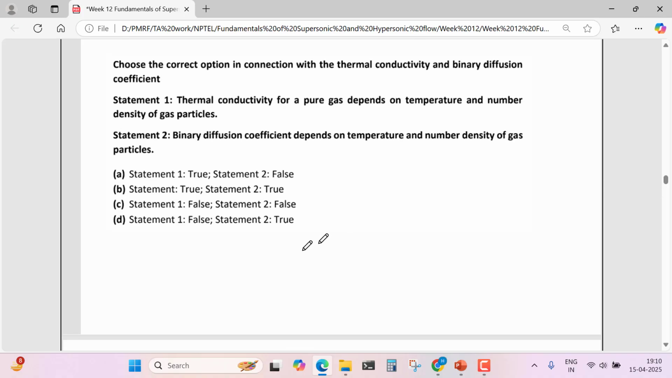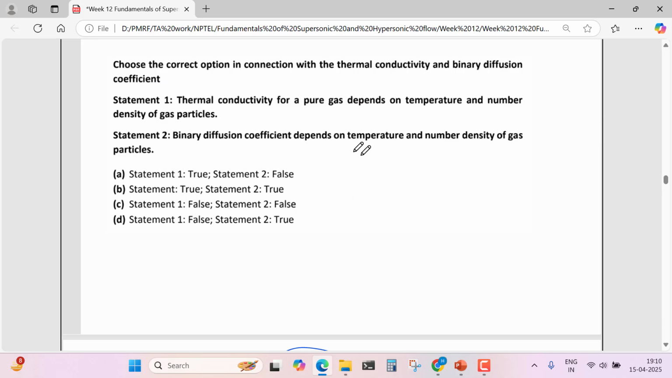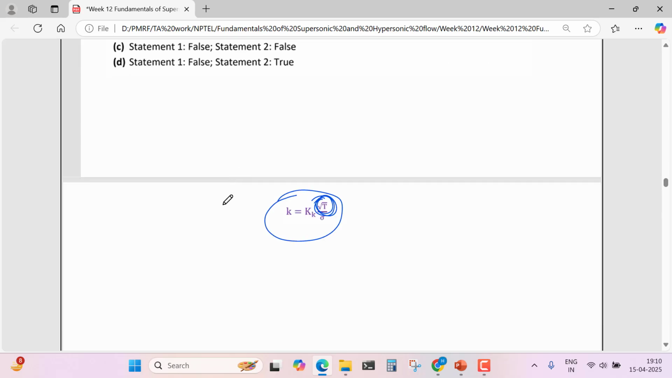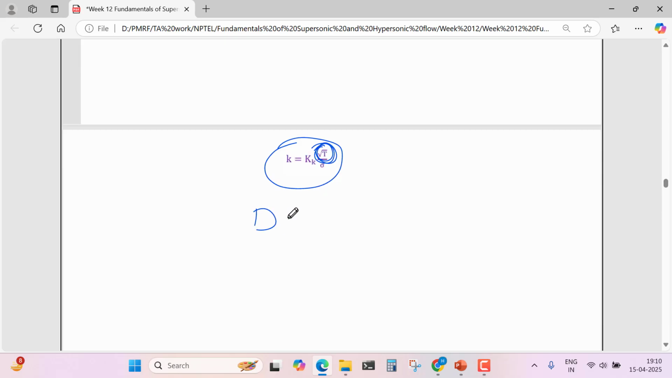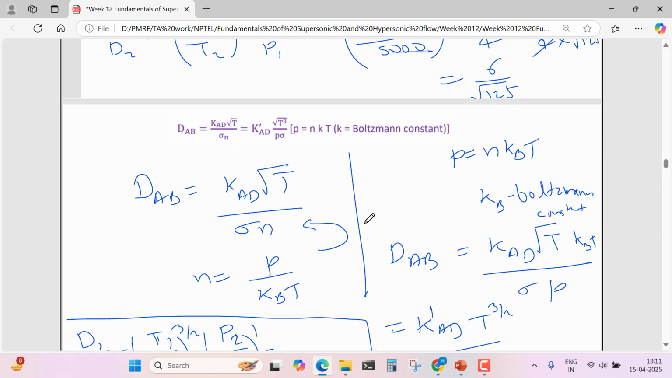So first, thermal conductivity. Thermal conductivity is given by the formula K equal to k under root T upon sigma. So from this formula you can see that it is dependent only on temperature, not number density. So statement 1 says that it depends on both temperature and number density, which is false. And if you see the binary diffusion coefficient, which is given by D, is given by KAD equal to under root T upon sigma n. This formula we have seen before, this one.